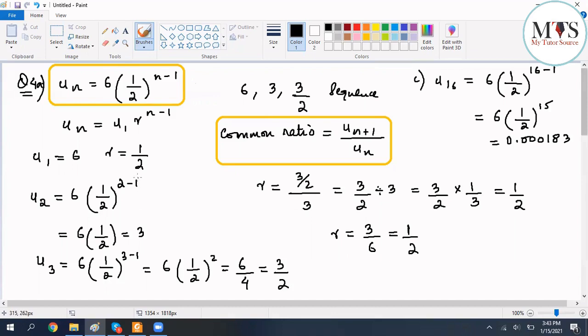The second part asked us to identify u1 and r, which we also did previously, which is 6 and 1 over 2. In the third part, they asked us to find u16. So all we had to do was plug in the value of n, which was 16. We did that, you just use the calculator, and that's it. You have your answer.